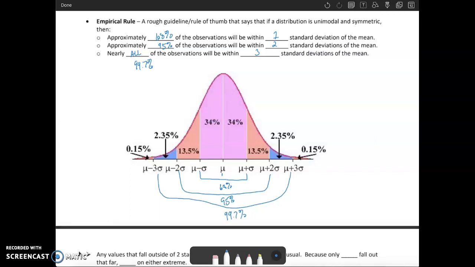So knowing all of these different percentages, though, is really important. It's something you want to basically memorize. All of these different sections, because when you use the empirical rule to find probabilities, you could be asked to find sort of any combination of these different percentages.